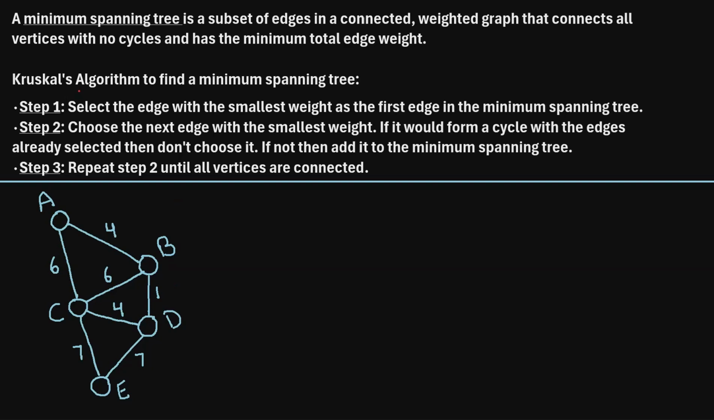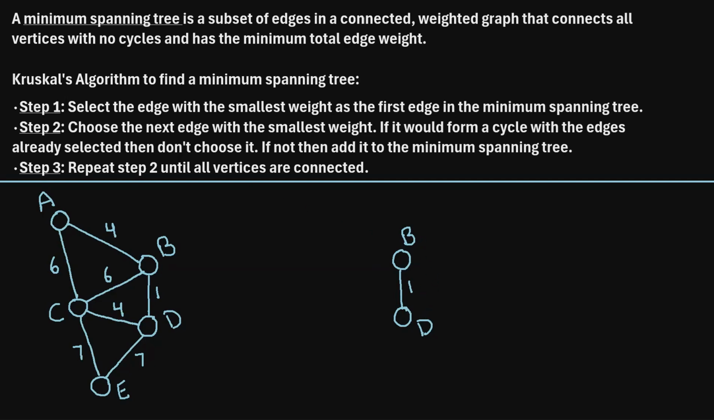So step 1 of Kruskal's algorithm says select the edge with the smallest weight as the first edge. So if we look at all of the weights of the edges in this tree, this one right here has a weight of 1. So this is the smallest weight. So this will be our first edge that we add to our minimum spanning tree. So let's go ahead and draw that over here. So here's our first edge in the minimum spanning tree. It connects vertex B with vertex D.